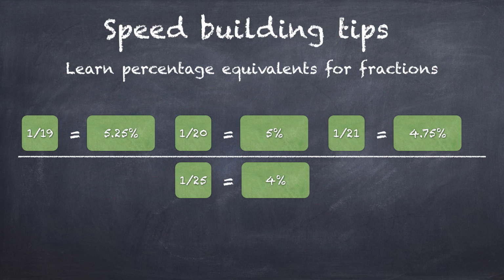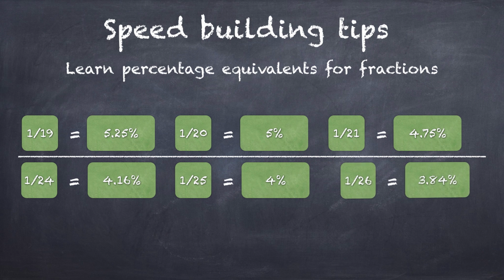A very similar pattern, and it's worthwhile because the same kind of thing works for 1 by 25 also. 1 by 25 is 4%, and if I move to 1 by 26, I get 3.84%, and if I go to 1 by 24, I get 4.16%. Once again, the values are increasing and decreasing by 0.16, or 16, which is the square of 4. So there is some pattern here which can help you remember this information in an easier fashion.